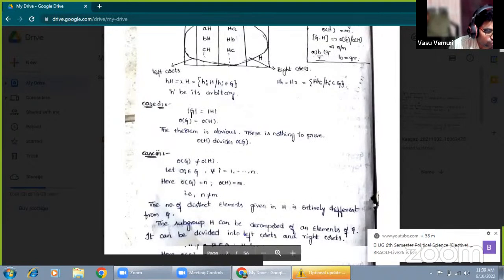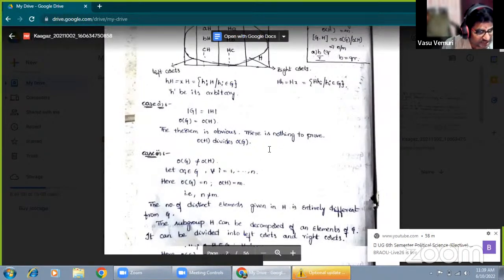The first case is when the orders must be equal: the order of the group and the order of the subgroup are equal. Then there is nothing to prove. The theorem is also obvious directly.